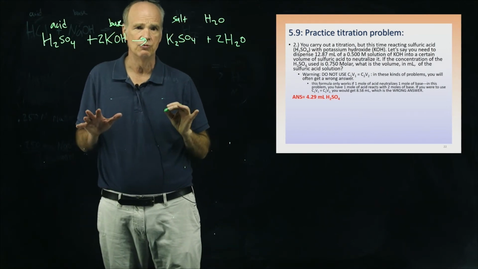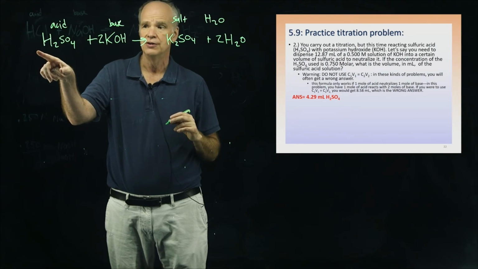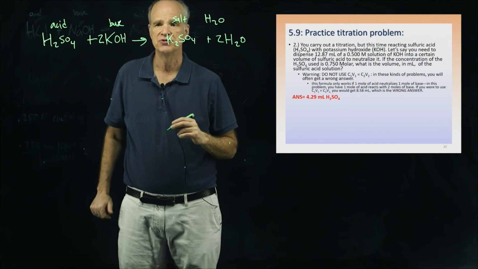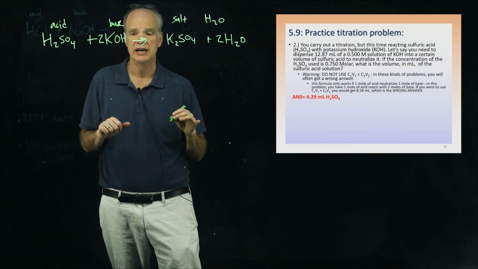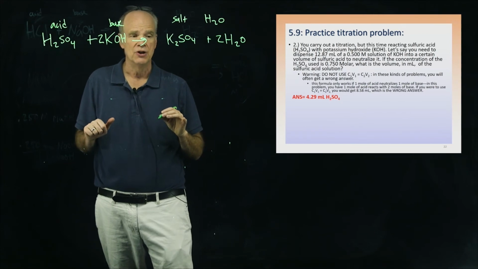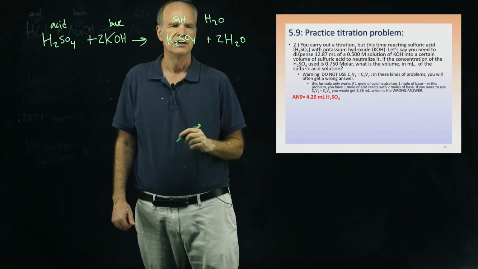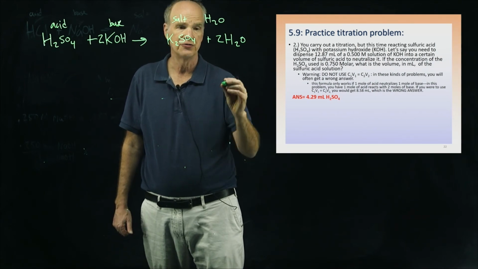So importantly, what this says is that for every 1 mole of H2SO4 that reacts, 2 moles of KOH will react with it. Okay, once we have the balanced equation, we can go ahead and solve the problem. So again, let's figure out first, what are we trying to find here? It looks like in this problem, we are trying to find the volume of the sulfuric acid.